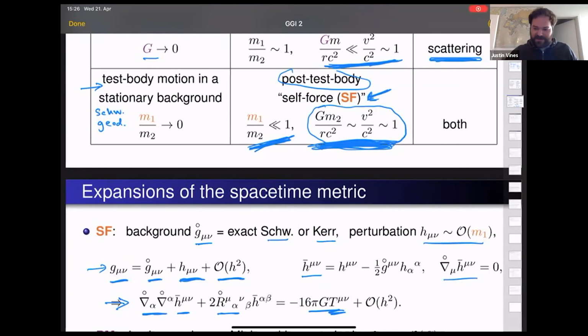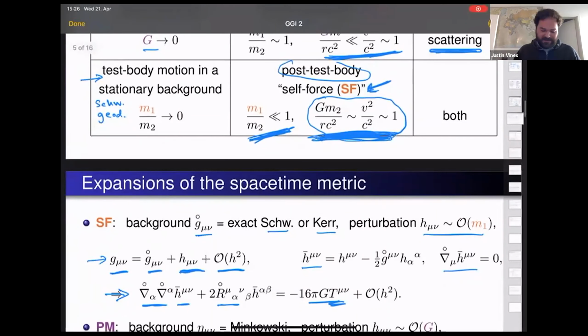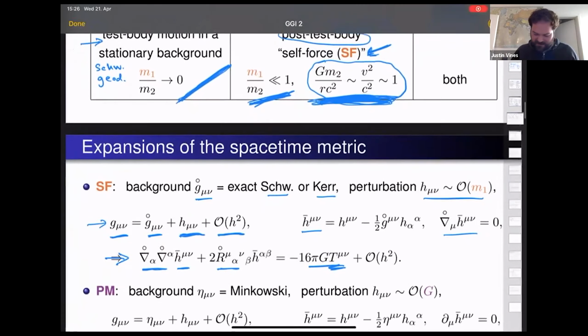Unfortunately, that's pretty much all I'm going to say about self-force, though I will come back later to it. Already there's even a lot of information just in this 0th order test body limit, like Schwarzschild geodesics. Already the 0th order in that approximation has a wealth of information. Might come back to that.